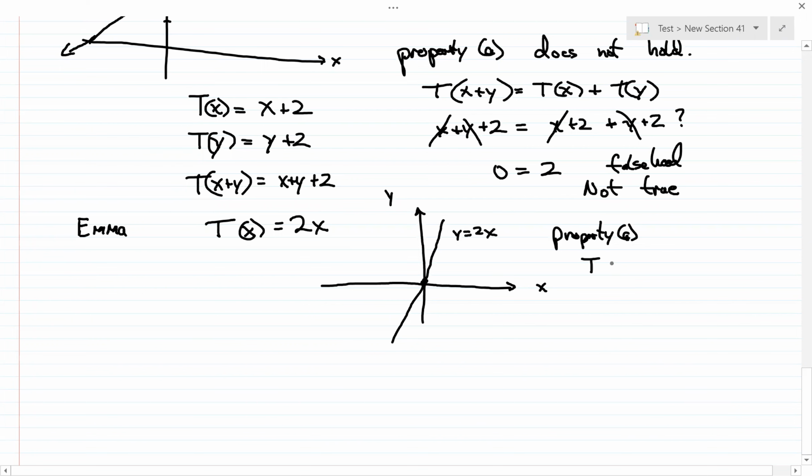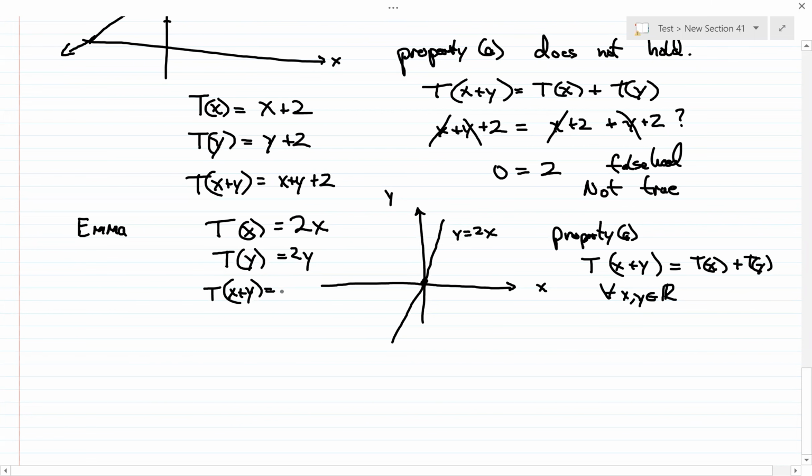We have to check if T of x plus y equals T of x plus T of y, and that has to be true for all x and y in R. But with Emma's suggestion, T of x was 2x, T of y would be 2y, and T of x plus y would also be 2 times x plus y, because whatever you give T, it just multiplies it by 2.